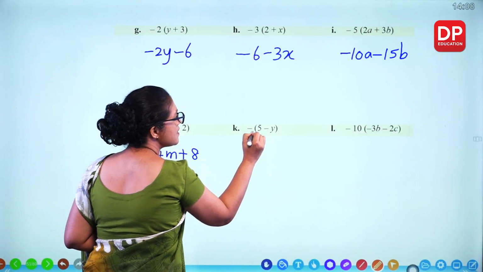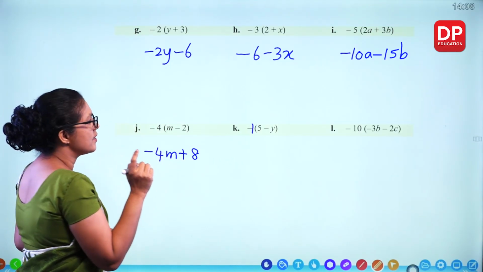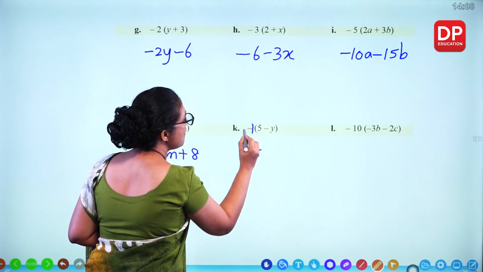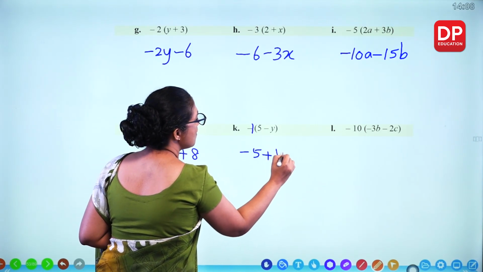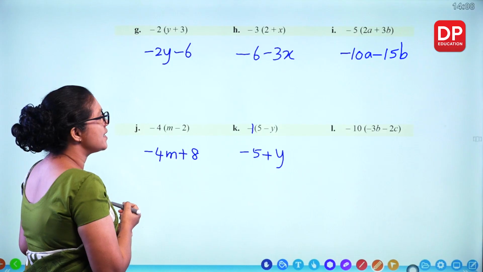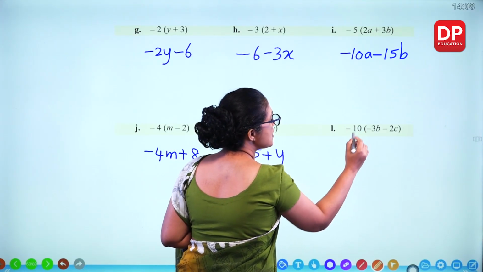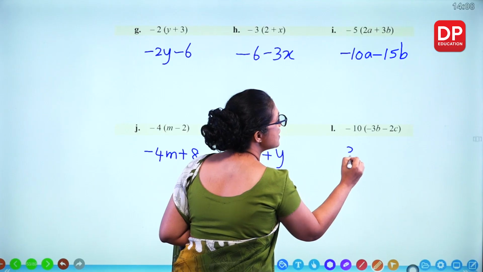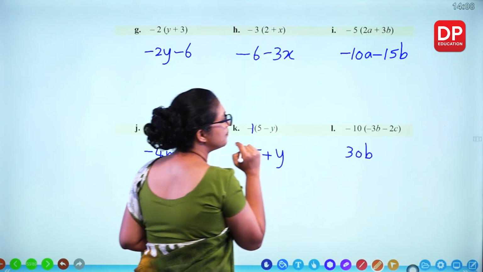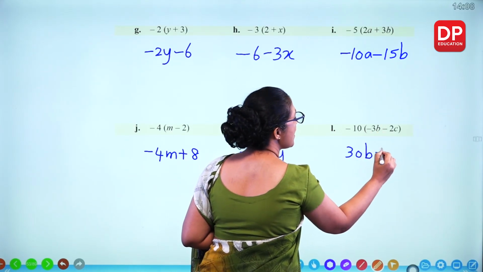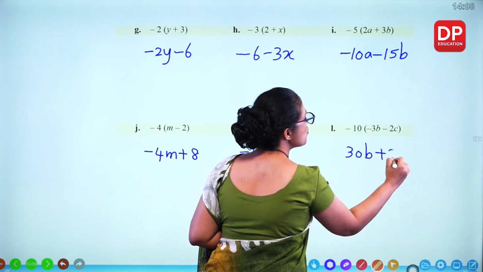Here nothing means this is like minus 1. So you get minus 5 plus y. Minus 1 into minus y. Here minus minus plus, 10 times 3, 30b. Minus into minus plus again, 10 times 2, 20.